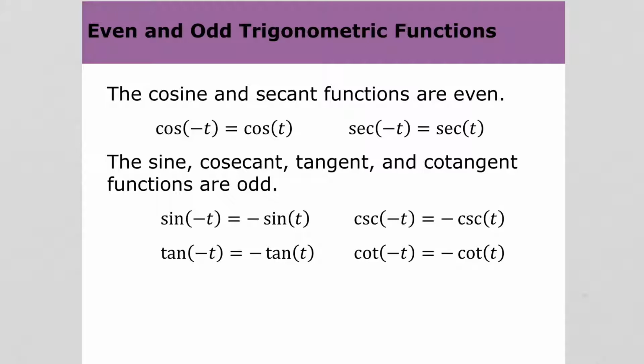Cosecant goes along with sine, secant goes along with cosine, so they're the same deal. With tangent, the tangent of negative t is negative tangent of t, and cotangent of negative t is negative cotangent of t. So cosine and secant are the only ones where if you take the trig function of the negative value, you get a positive.